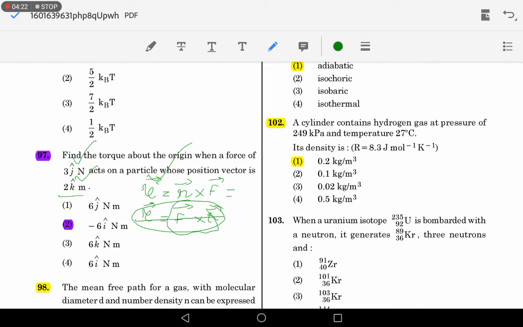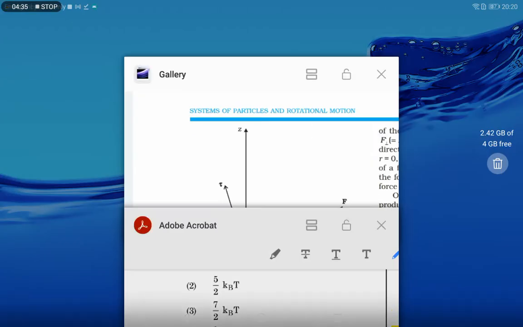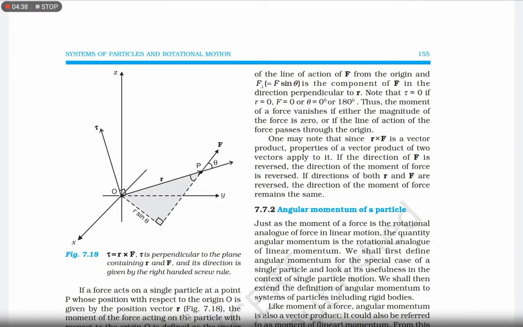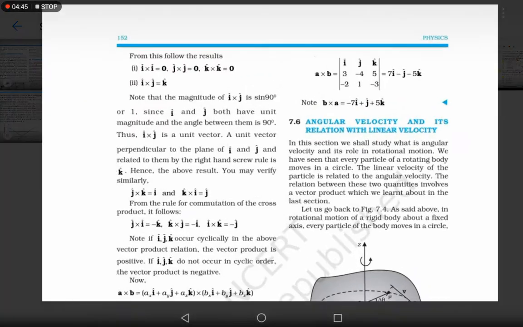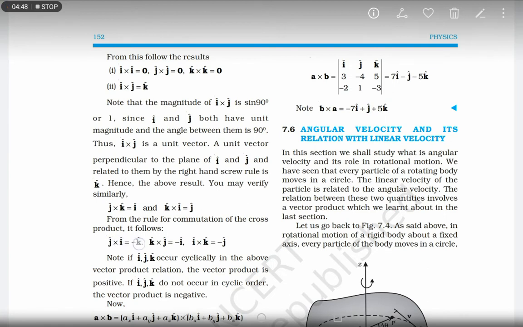R bar is given to be 2 k cap, f bar is given to be 3 j cap. We know 3 2s are 6, and multiplying k cap and j cap, you'll get minus i cap. This is a concept which we in general encounter in class 12, the lesson called vectors. We usually have a brief discussion about all these things, but there is also an NCERT line. K cap cross j cap is minus i cap. J cap cross k cap is i cap. K cap cross j cap is equal to minus i cap.